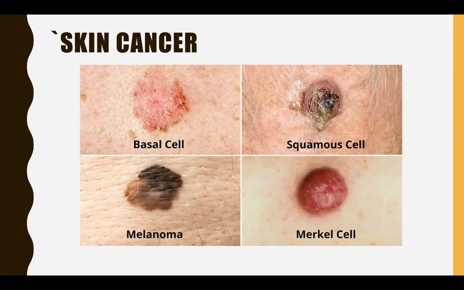Merkel's is pretty rare, but often it looks like this sort of strawberry-like lesion, and they get referred quite late, and Merkel's can metastasize to lymph nodes.